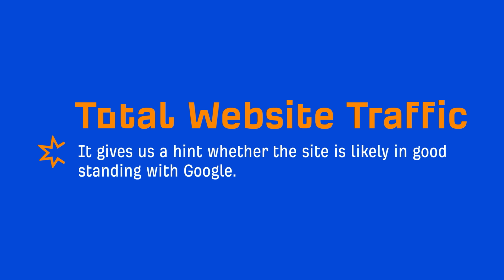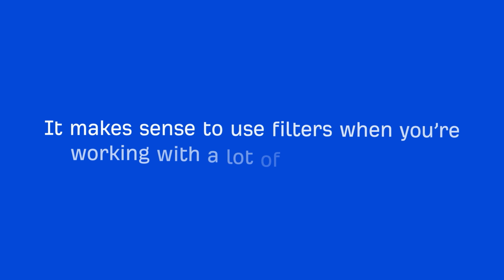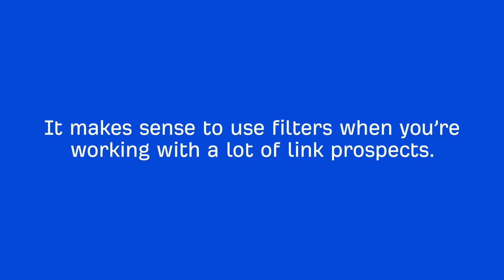As for total website traffic, it gives us a hint whether the site is likely in good standing with Google. For example, it's unlikely that you'll see a DR90 site with 0 website traffic unless they've been hit by Google. In my opinion, it makes sense to use filters when you're working with hundreds or potentially thousands of link prospects. And while you may filter out a handful of decent prospects, you'll likely remove more low-quality prospects than good ones. So the time savings is worth it.